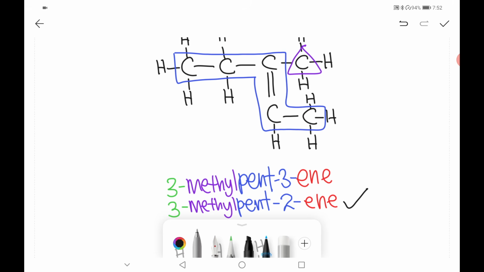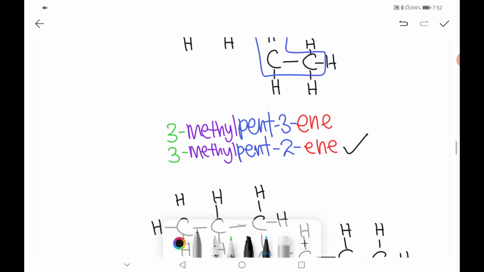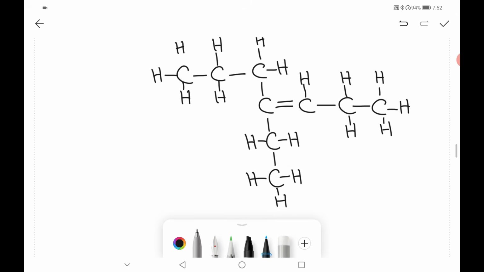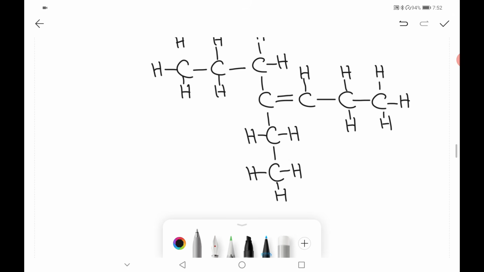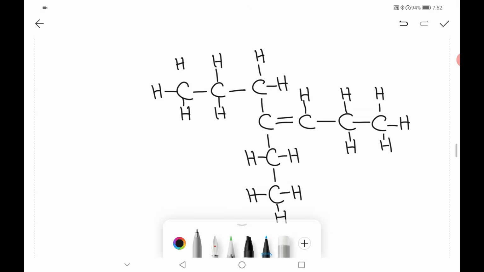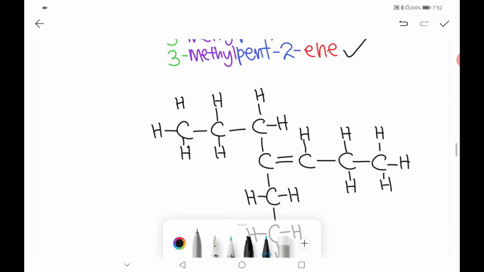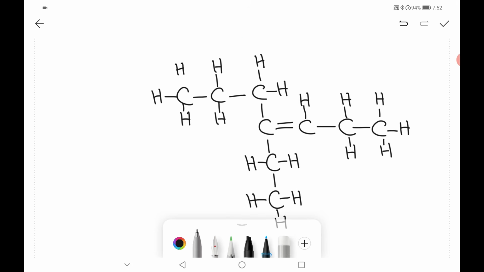Okay, so just do it carefully. You just do it step by step, then you will get the answer. Okay, so let's try one more question together. This question, same thing, I want to get the name of this substance.